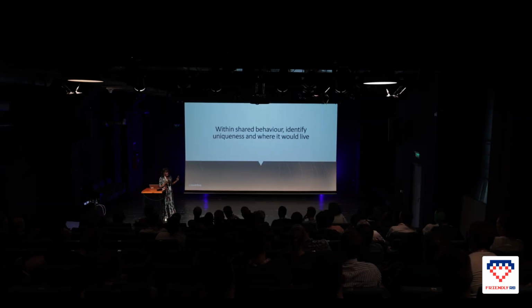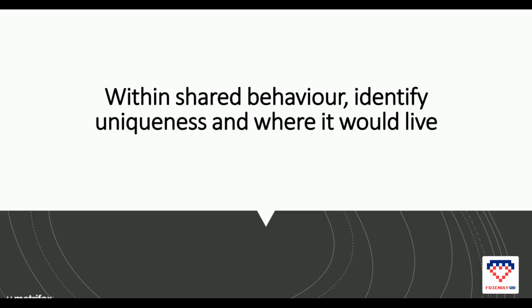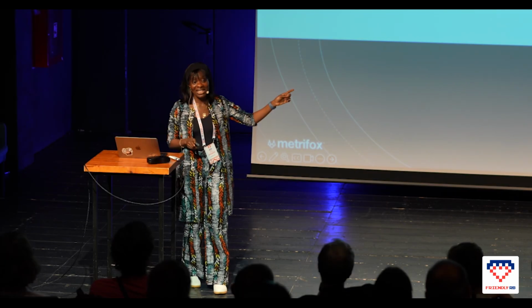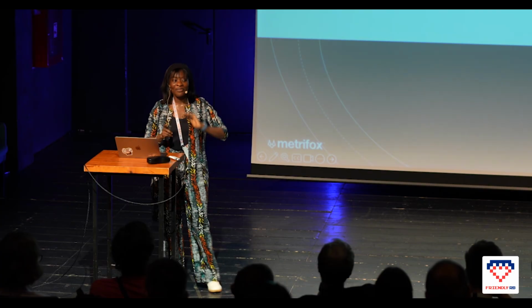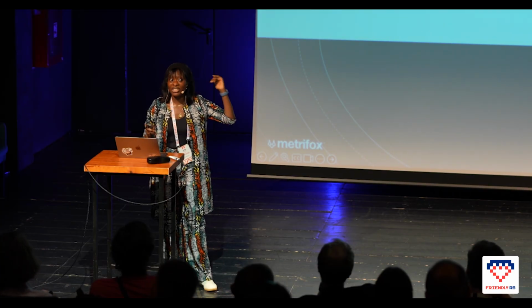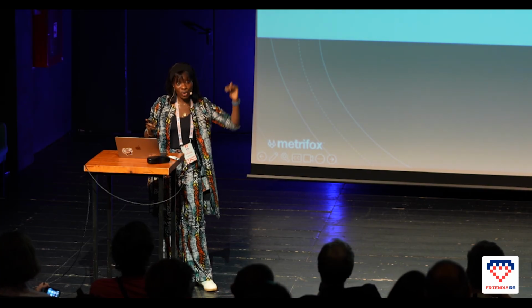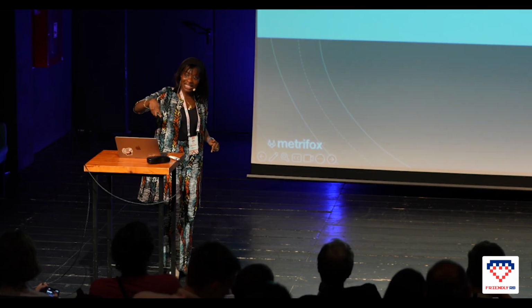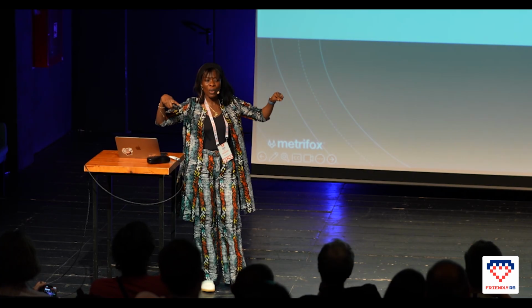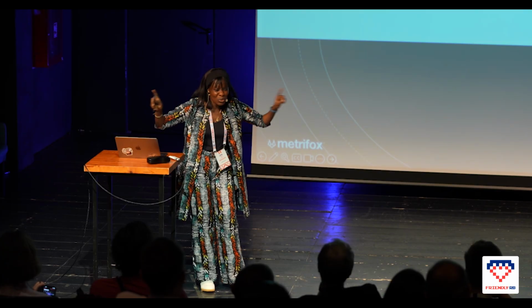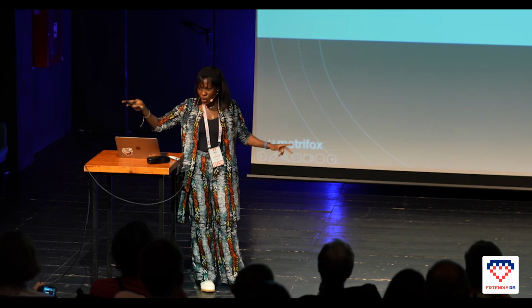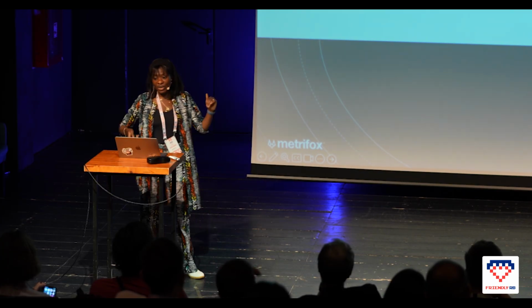Now, let's say we want to make that abstraction better. One of the first things we should do is, within shared behavior, identify uniqueness and where it would live. Remember that the first thing we did was identifying shared behavior, right? We wrote all of that down. Now, the next thing is, I have seen the shared behavior, but within this shared behavior, is there stuff that is unique to each of these notifiers? So that's the next thing we do.